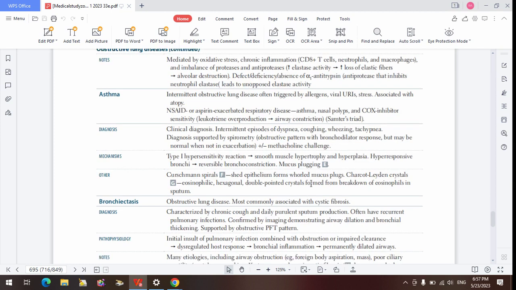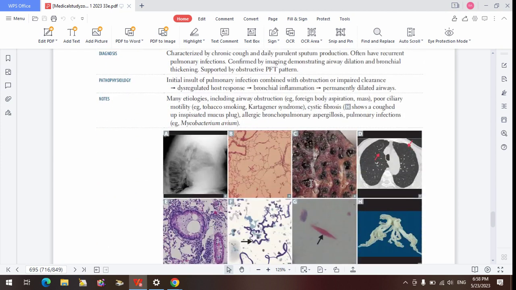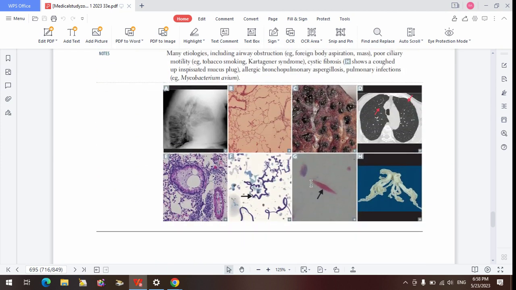So what are the other findings that you find in people with asthma? If you do a lavage and you are able to bring out some of that mucus, we are going to see what we call Curschmann spirals. Curschmann spirals are just the shedding of the epithelium into those mucus plugs. I think we have an image for it. So these are the Curschmann spirals, that shedding of the epithelial cells into the mucus.